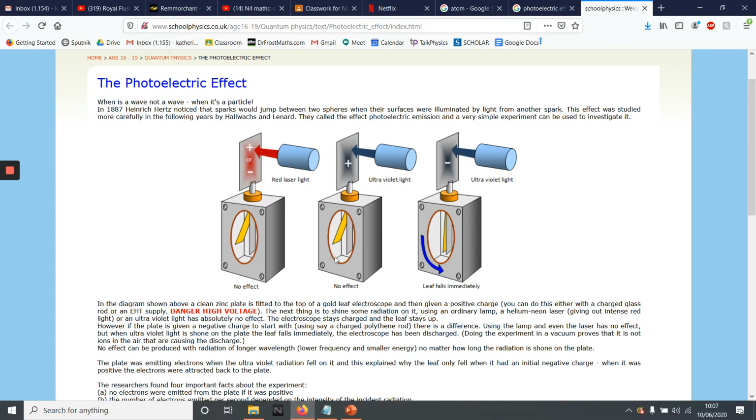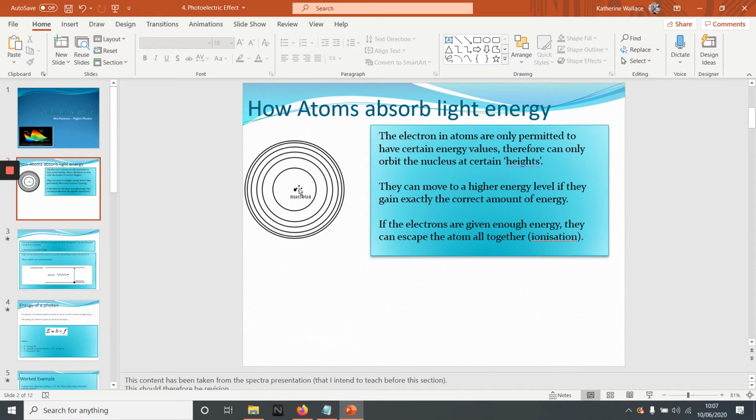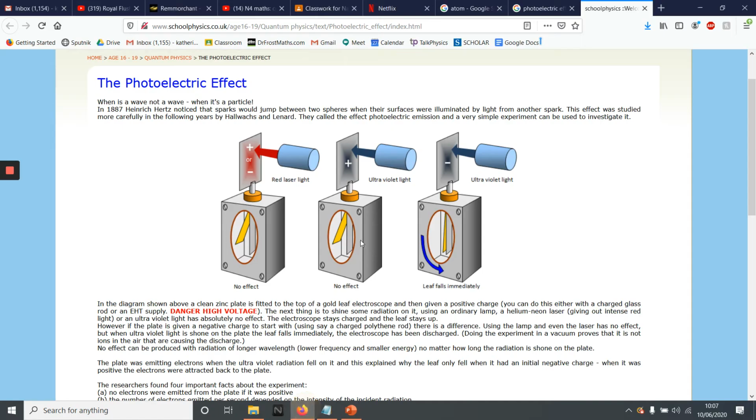Now, if we go back here and look at the one that is positively charged, this whole thing we've been talking about is getting electrons to leave the atom. If it's positively charged, that means there are actually fewer electrons overall anyway, so there are actually no electrons to get rid of.